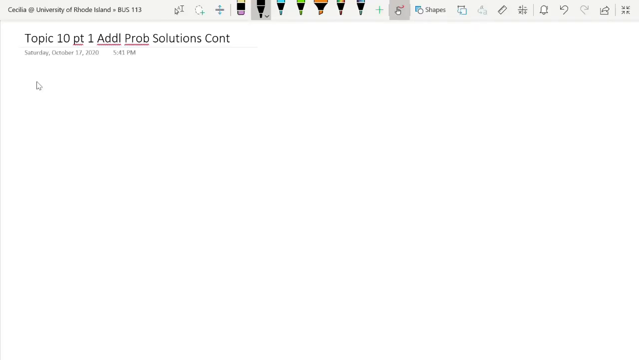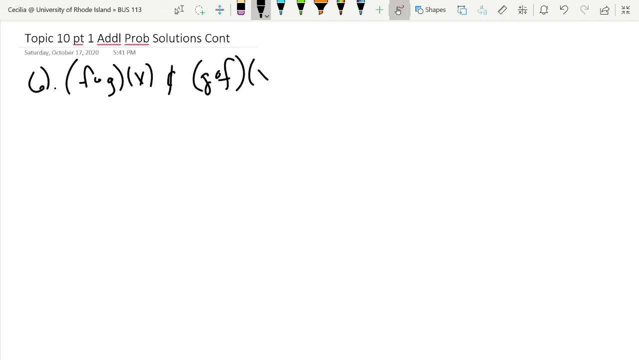Okay, now this is going to be the rest of the homework, starting with question 6, where we're told to find f circle g, and g circle f. In this problem, we're told that f of x is equal to 2 times the square root of x plus 3, and g of x is equal to x squared plus 1.